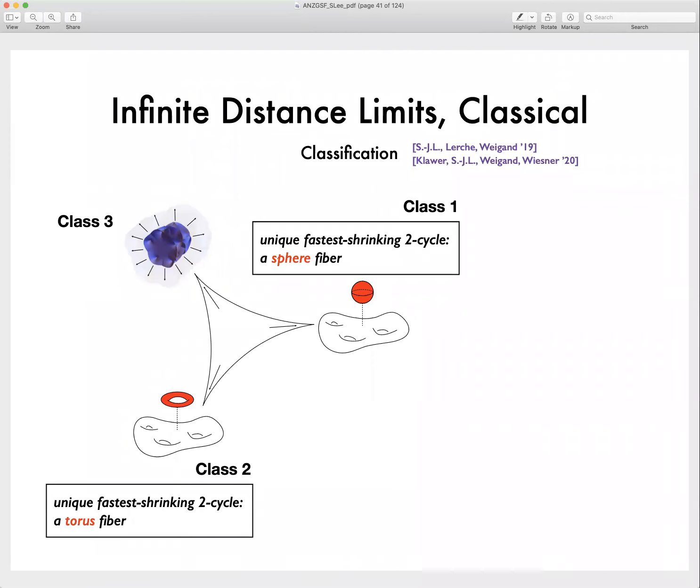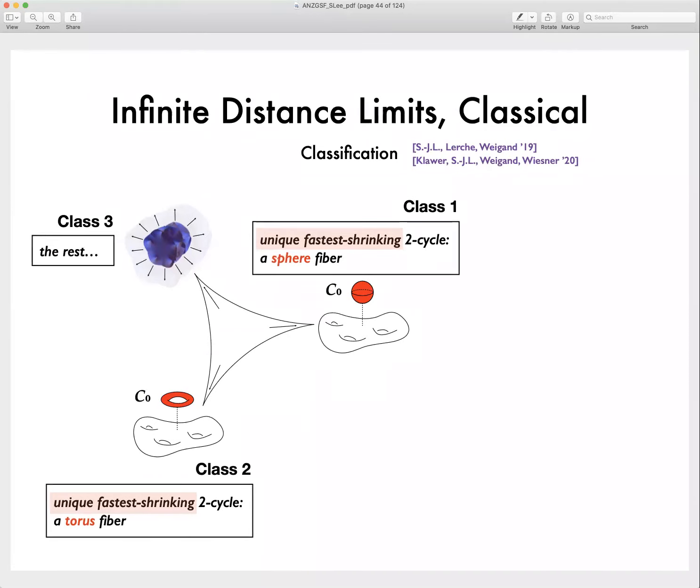So as already explained, the limits involving a relative scaling should have a shrinking two-cycle. In general, there can be several two-cycles that simultaneously shrink, but for some limits, we actually have a unique two-cycle that shrinks at the fastest parametric rate. I will denote such a fastest shrinking two-cycle as C0. In fact, C0 turns out to be either a sphere or a torus fiber within X6, and that's how we define limits of class 1 and 2.